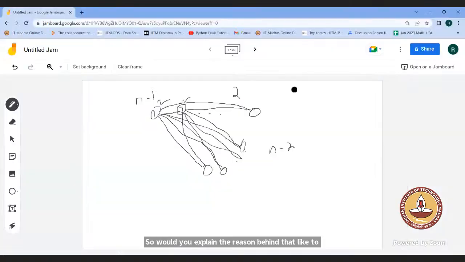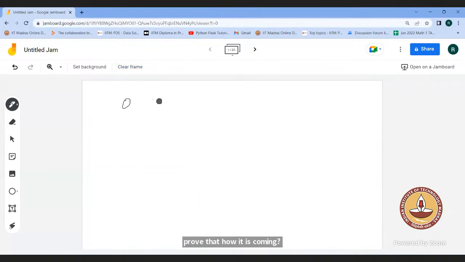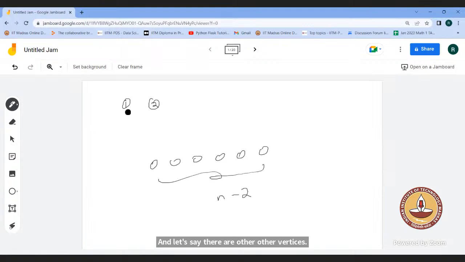See, what I discussed. Suppose let's say this is vertex 1 and this is vertex 2, and let's say there are other vertices. There are totally n minus 2 other vertices here. So totally there are n vertices, right? You can also see my board, right? Is my board visible?